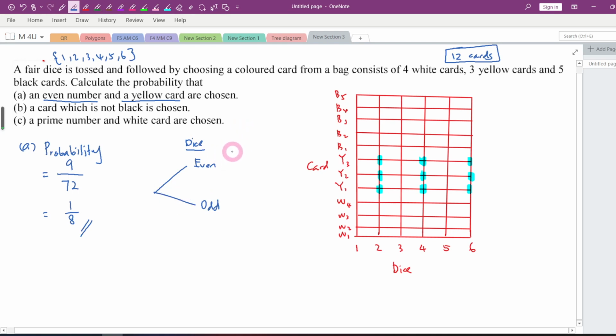So for the second, this will be card, right? So we have how many colors? We have 3 colors, 1, 2, 3. So I'm going to draw 3 branches here. White, yellow, black. White, yellow, black. Okay, so what I'm looking for is even paired with yellow color. Meaning here, even, and yellow color. Okay, this will be the one we need.